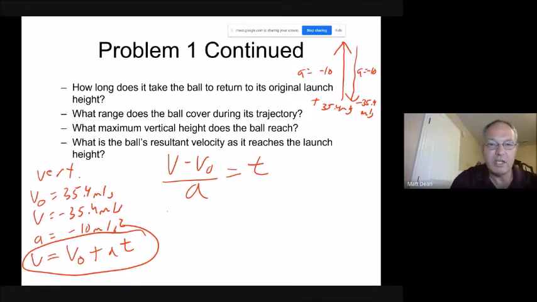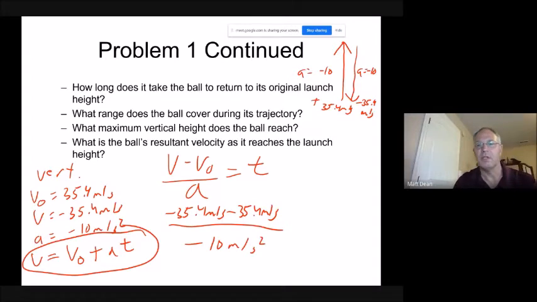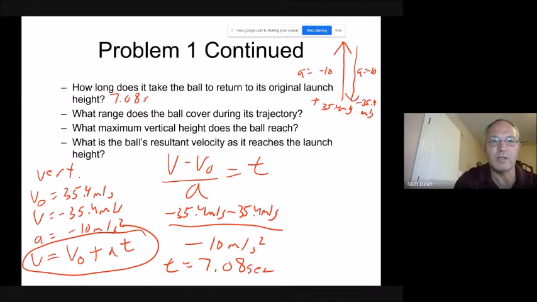Final velocity, negative 35.4 meters per second, minus the initial velocity, which was positive 35.4 meters per second, all divided by our acceleration, which was negative 10 meters per second squared. When I plug that into my calculator, I end up with a total time in the air of 7.08 seconds. So that would be my answer here, 7.08 seconds.